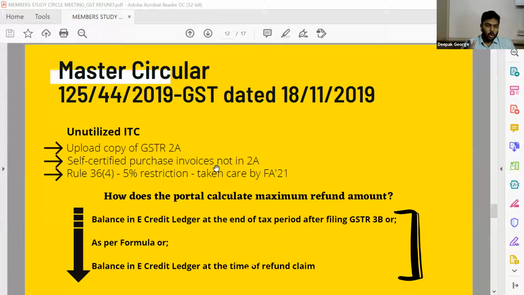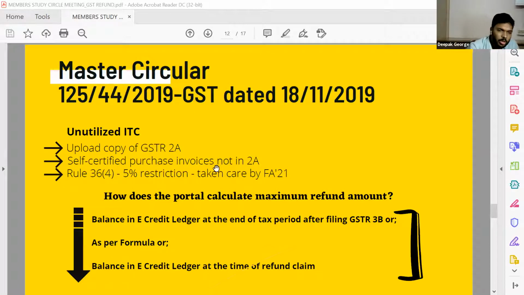The circular says that whatever purchase invoice details are not in your 2A, you need to self-certify, signed by the authority liable to file the GST return, the director or the partner. Self-certify the purchase invoices not in 2A and then upload, basically to give proof to the government that these are the invoices they are attesting to be true, which are not in 2A.